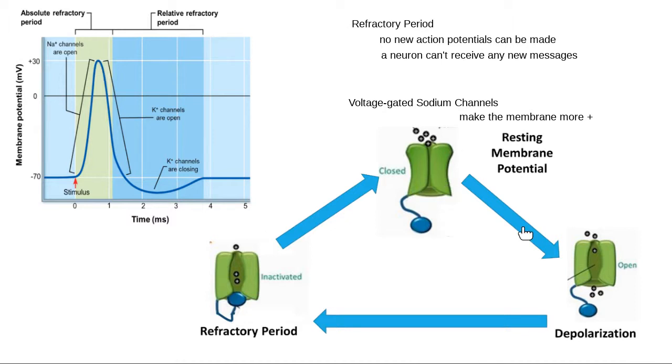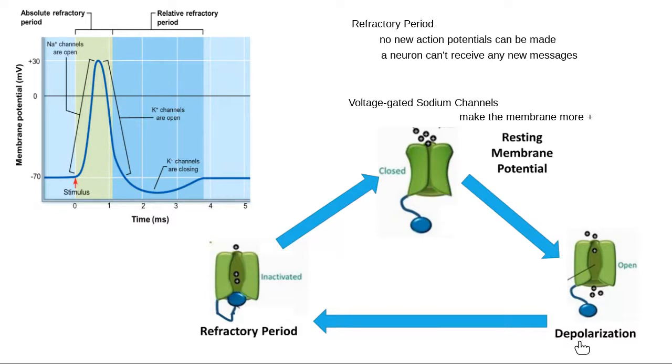Now, we see a little flow chart here that shows me the three shapes that a voltage-gated sodium channel can be in. So when I'm at resting membrane potential, waiting to hear a message, notice that my voltage-gated sodium channel, the channel for my ions to go through, is closed. There's not space in here. My gate has closed on it.